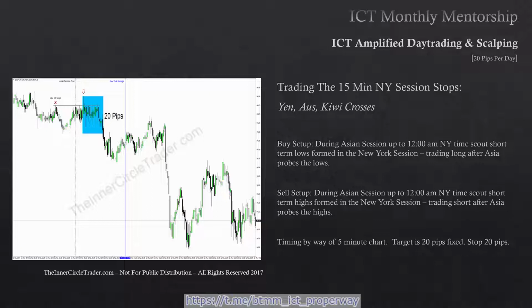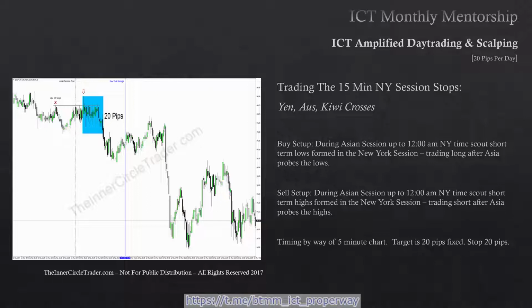Selling setup is during Asian session up to 12 a.m. New York time. We're going to be scouting short-term highs formed in the New York session, trading short after Asia probes the highs. We're timing off of a 5-minute chart. We're targeting 20 pips, and it's a fixed target. We are not graduating it.